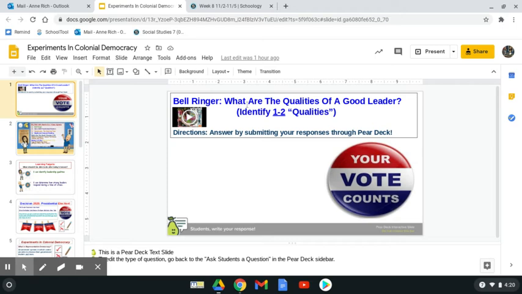We would like you to identify the qualities of a good leader. Please write on your slide 1 to 2 qualities of a good leader. This is up to you and your personal opinion. Think about what you would like to see in a leader that you are working with. Pause this video and answer the question in your Pear Deck slide. Push play when you're ready to move to the next slide.